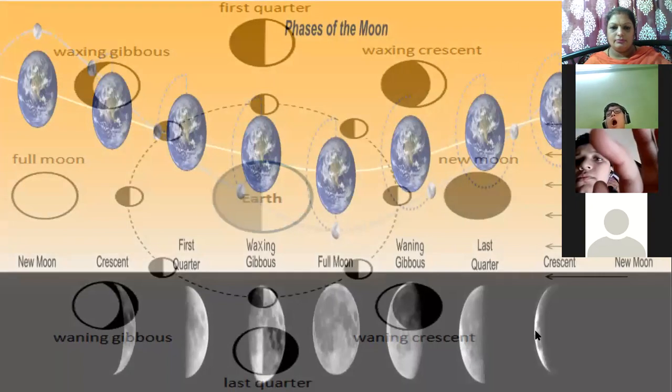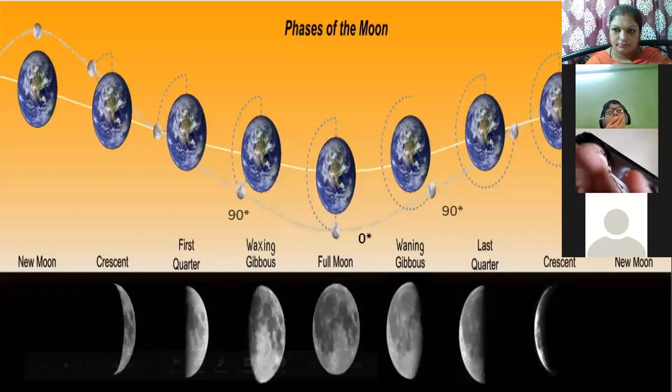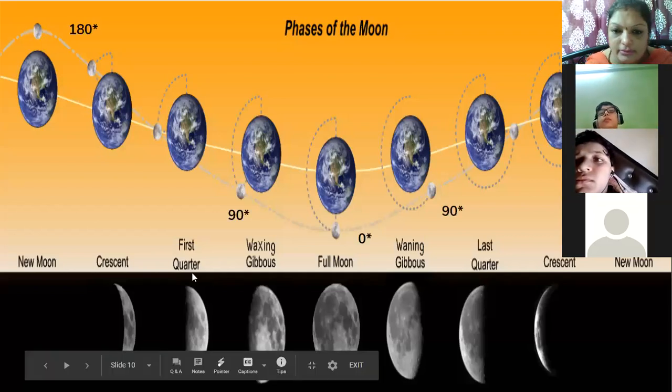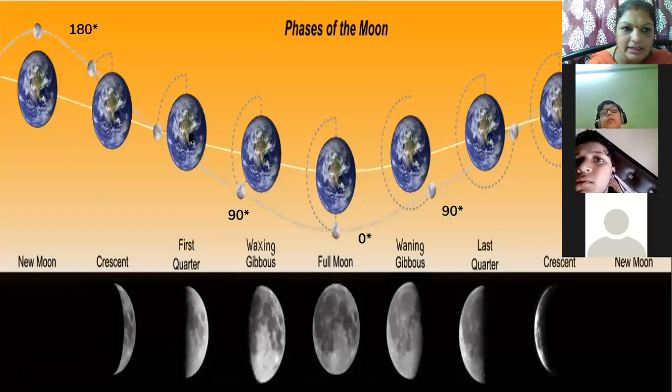See this part now. In this picture also you can see the phases of the moon. This blue color is your earth. This gray color is your moon.